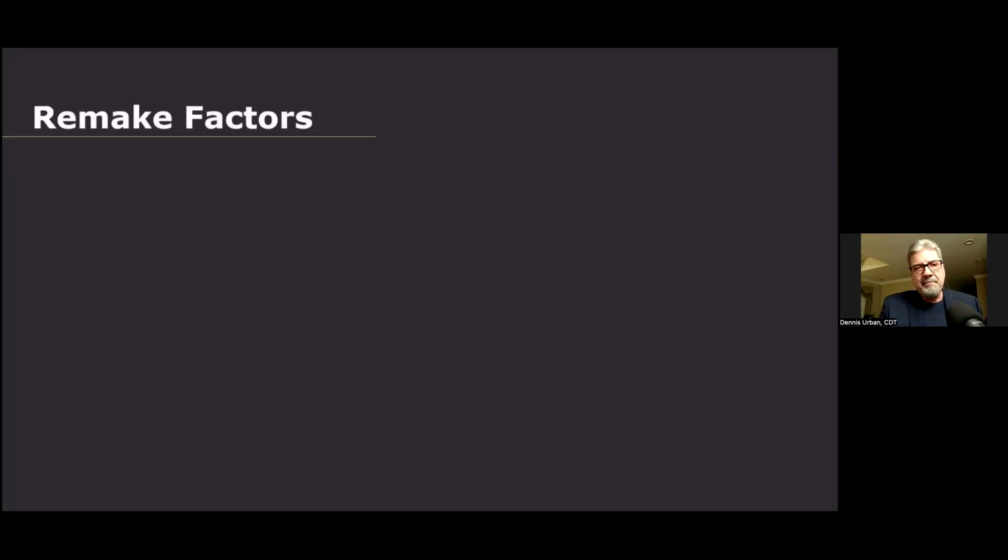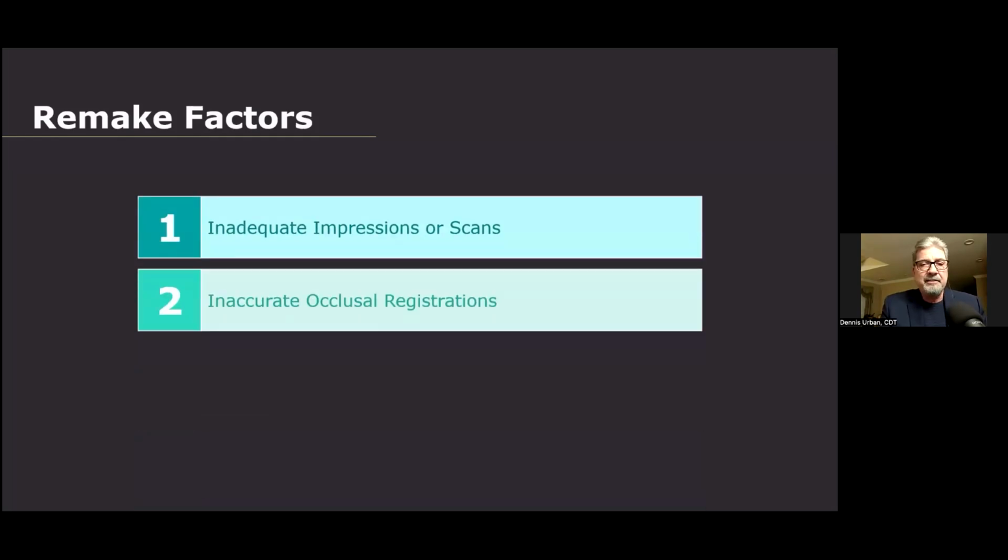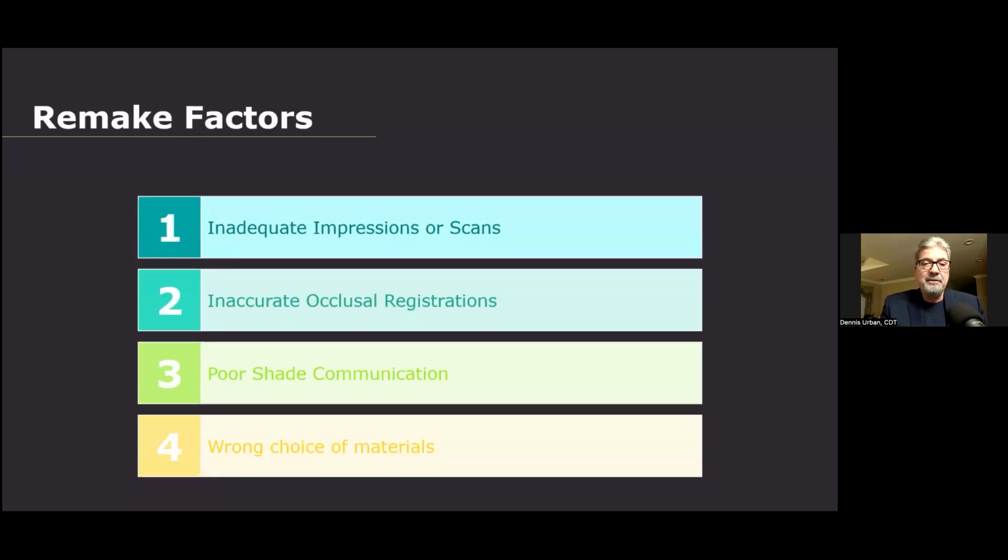So when we look at the remake factors around the country in the dental laboratories, number one is inaccurate impressions or scans. Number two is inaccurate occlusal registrations. And number three is poor shade communication, and then the wrong choice of materials. So those are the top four. I think the number one phone call I make to doctors in the laboratories is on the impressions or scans. We want to make sure they're correct and work with the doctor and let's get things right at the onset, because the ultimate goal is patient satisfaction.